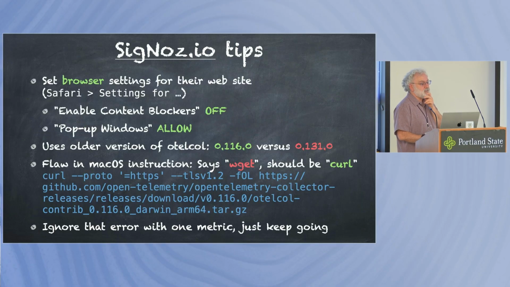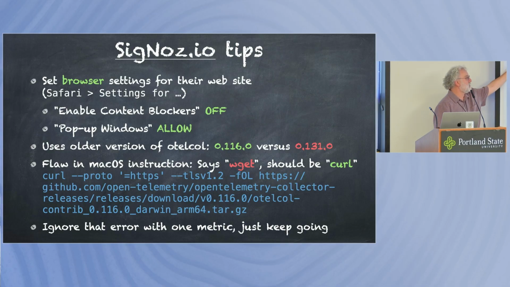So I do have some tips, particularly for Signoz. I found one key point. I couldn't press a button, it just didn't work on their website. And it finally dawned on me to check content blockers in my Safari browser. And sure enough, that's what fixed it. It was like just nothing happening. And all I had to do was to turn that off. I don't think this mattered, but I also allowed pop-ups.